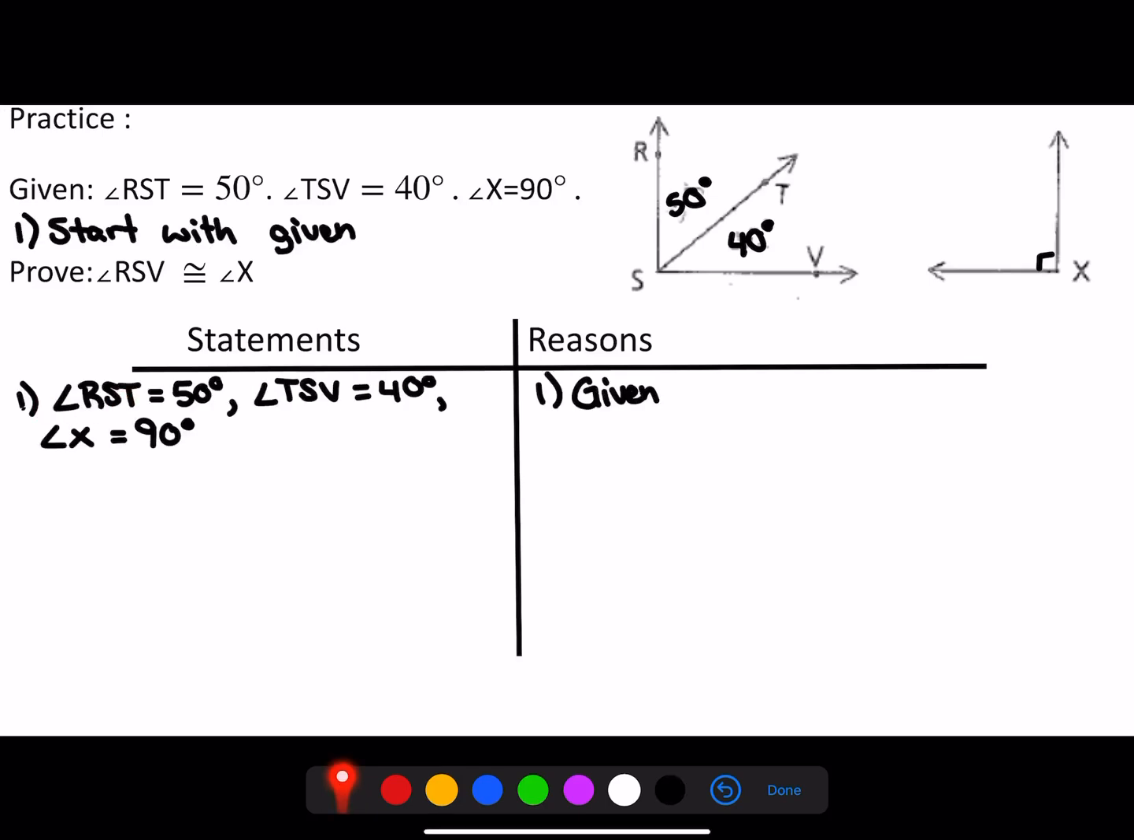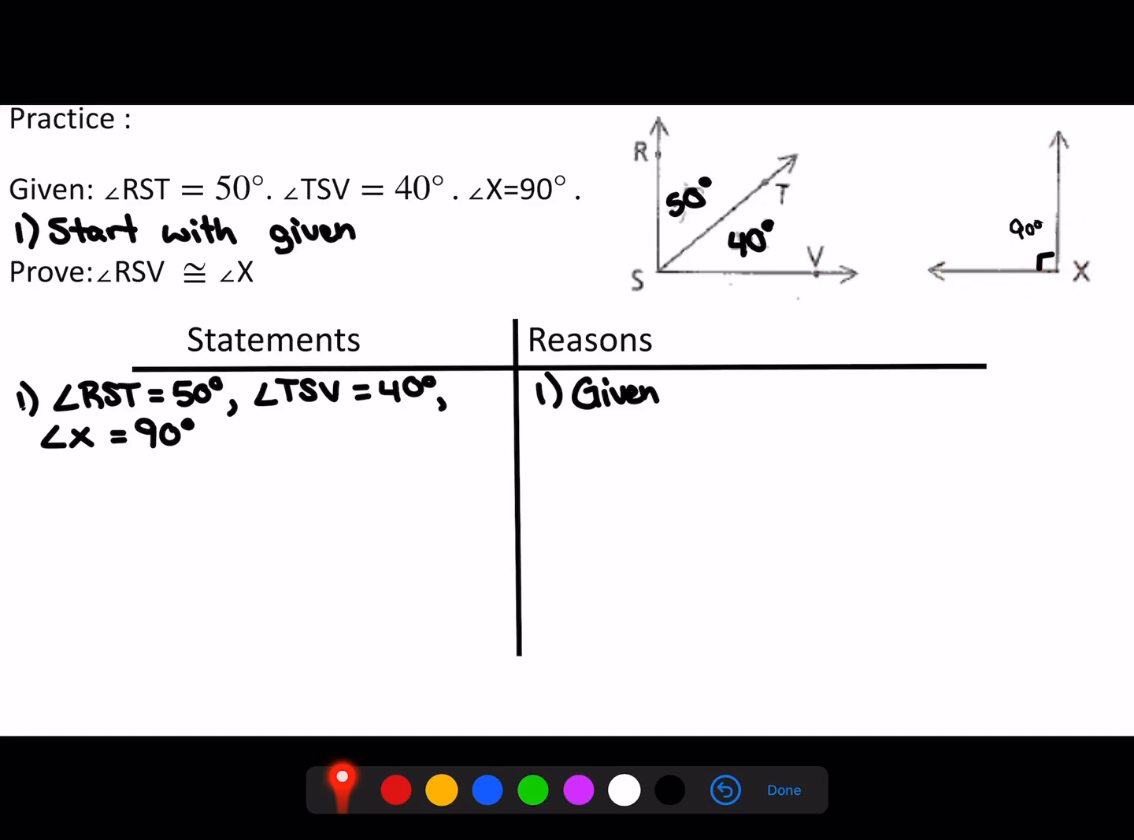And this time I went ahead and put it all in one line, and that's completely fine. You can do that as well if you'd like. It'll save you some space with writing given multiple times and taking up multiple lines. Now I also drew this on the picture already. I'll go ahead and write my 90 degrees here. And once we have all of our given statements written down, we should look at what we're trying to prove. So we're trying to prove angle RSV, this angle here, is equal to angle X.